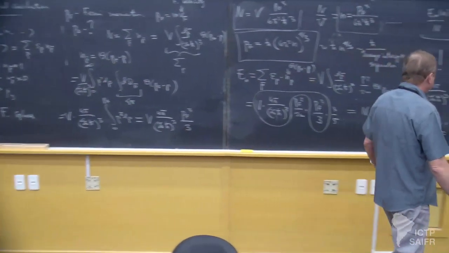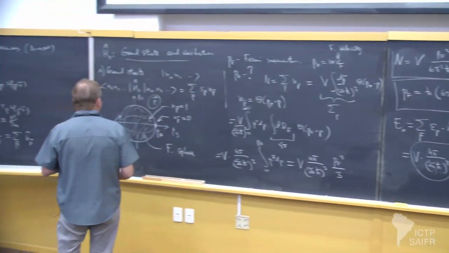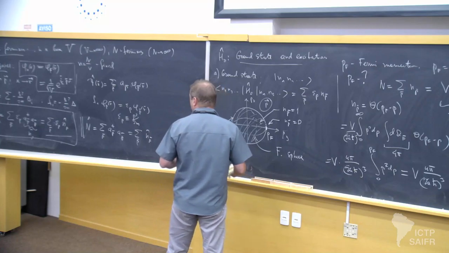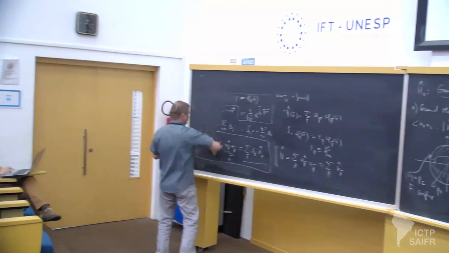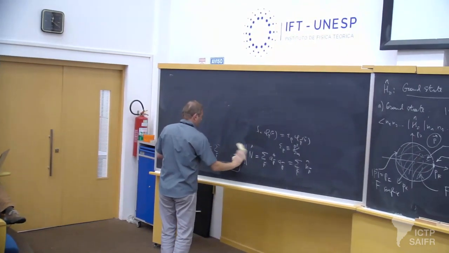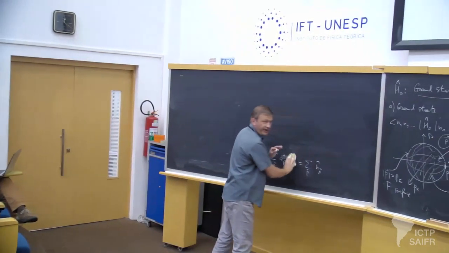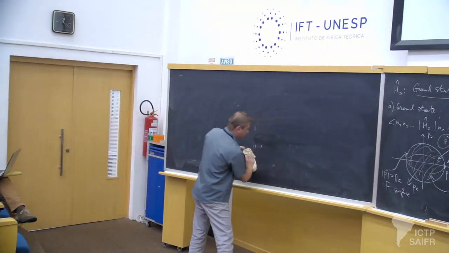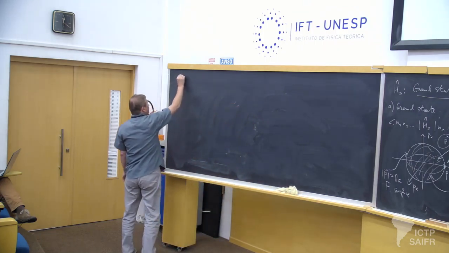So that was the ground state properties. So now let me go to the excitations. And when we know excitations, we know everything about the properties of ideal Fermi gas at zero temperature. So let's go to the excitations.